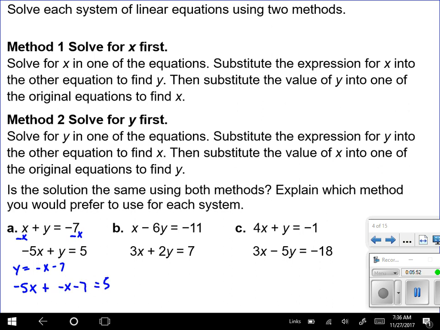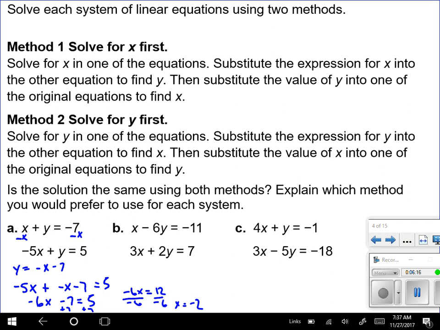I didn't have to distribute here, I just have to combine my like terms. Negative 5x plus negative x gives me negative 6x minus 7 equals 5. Then I'm going to add 7 to both sides, so I get negative 6x equals 12. And what do you know? x equals negative 2. That's what we got before, is it not?